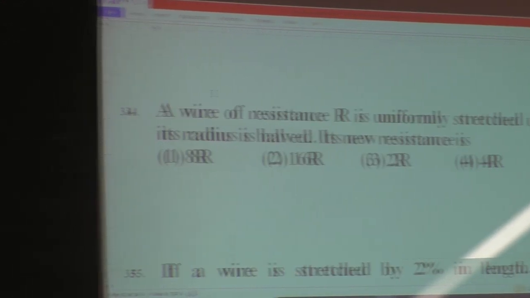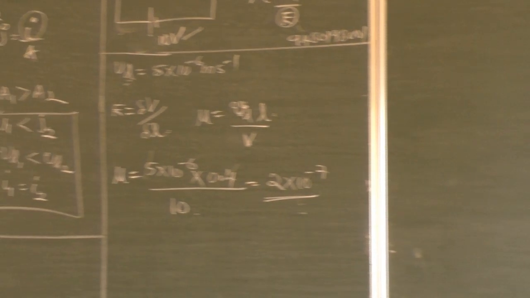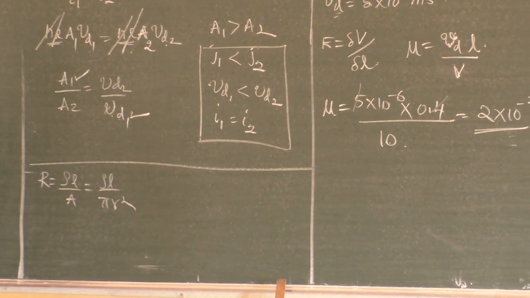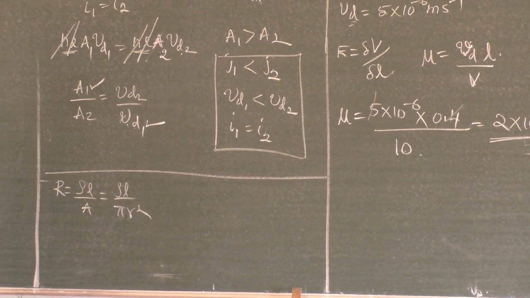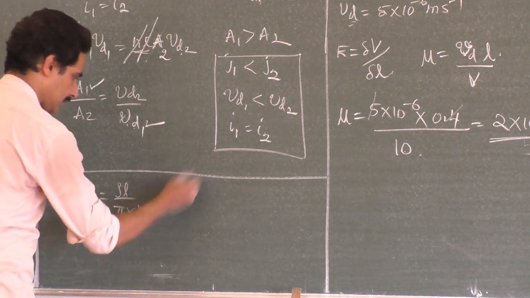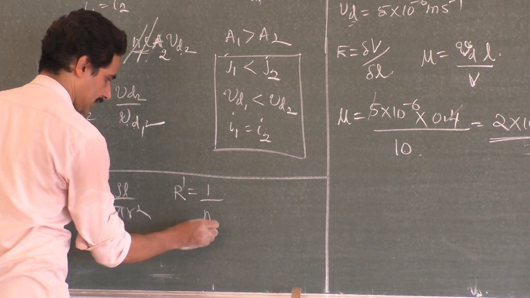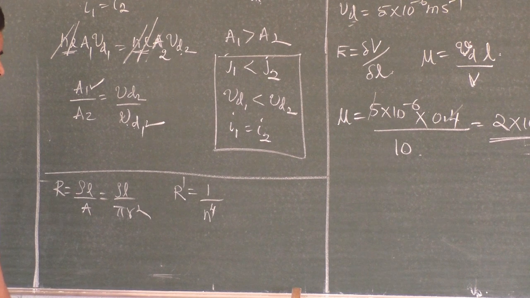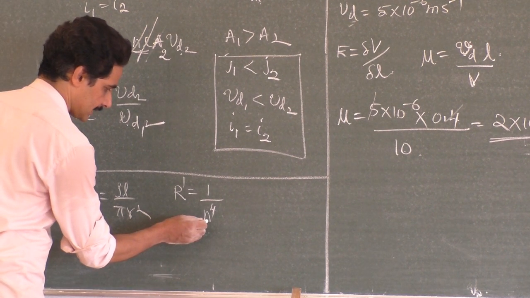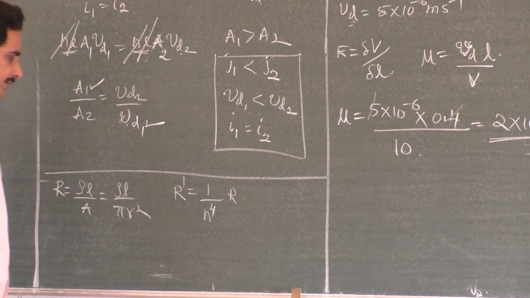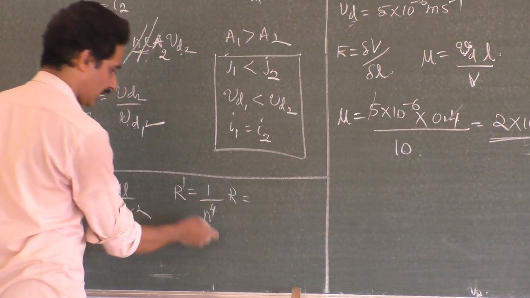Coming back to the board, resistance R is equal to rho L by A, which is rho L by pi r square, right? When you stretch it, this increases n square times. So if your wire is stretched such that the radius becomes n times the original, the new resistance is the old resistance by n to the power 4.